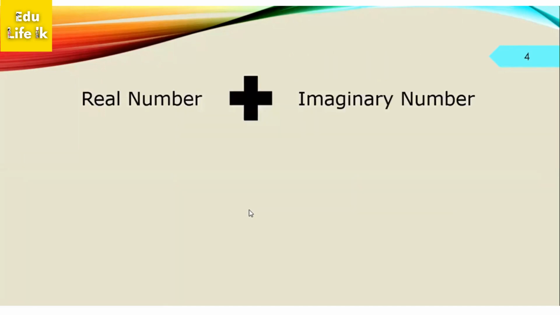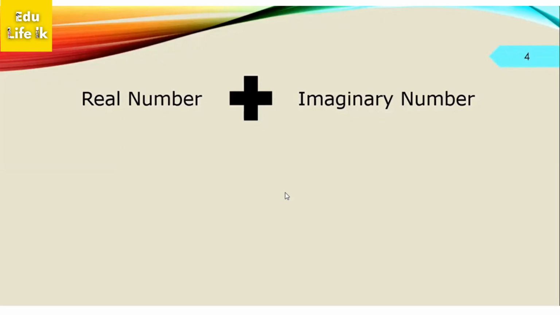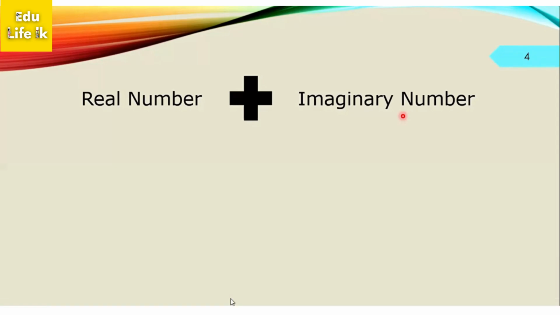So, what is an imaginary number? Real number means it's a real one. It's an actual number that exists, so we call it a real number. We add an imaginary number to that. Imaginary means it doesn't exist. It's an imaginary number. You have to imagine. It's an imagination.